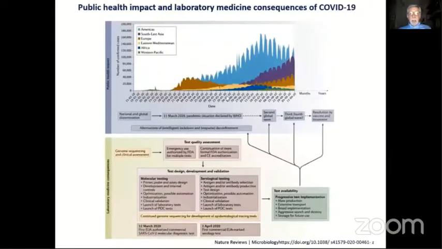This slide is very important, because it shows the public health impact and the laboratory medical consequences in COVID-19. The period is from the beginning of January 2020 up to the middle of September 2020, and you see the different localizations. You see that it started at the beginning, for sure, in the Western Pacific region. This was Europe. This is the Americas.